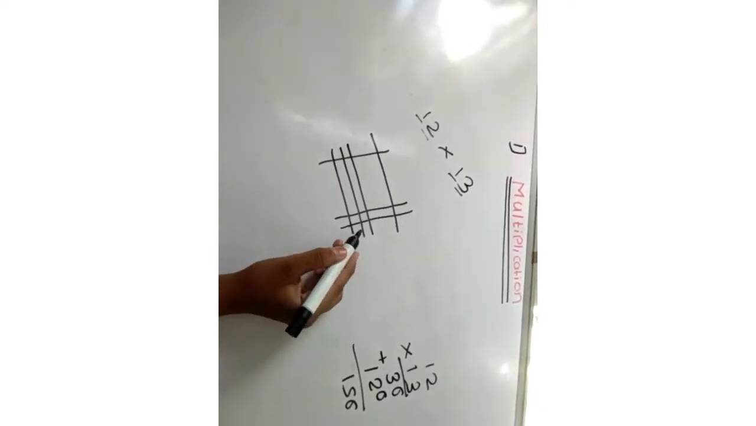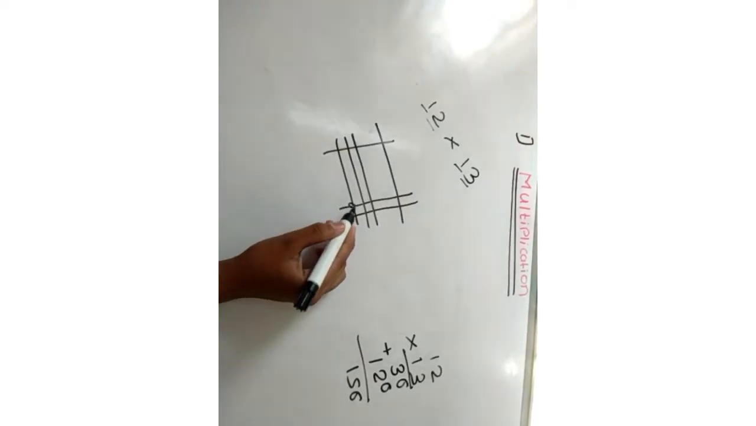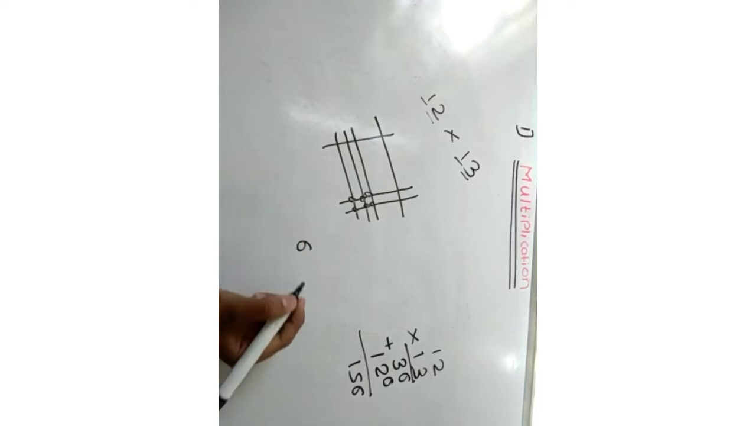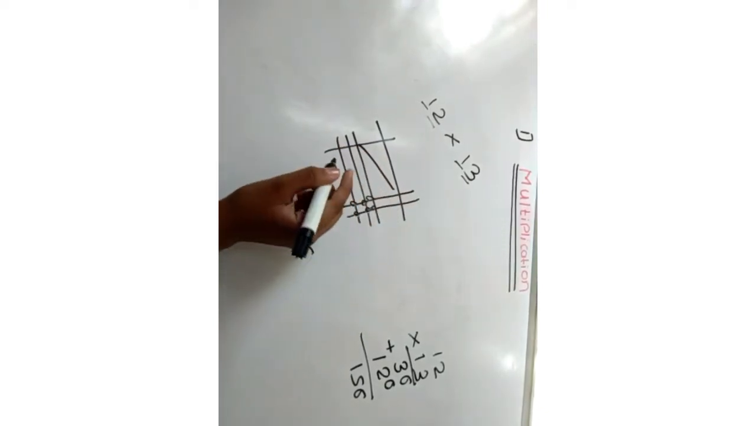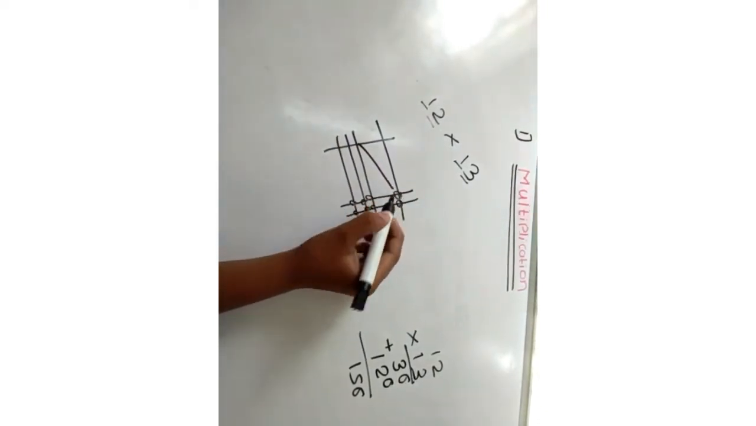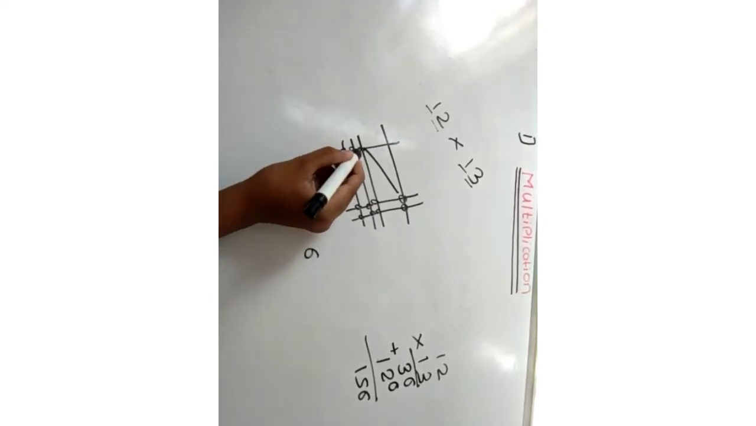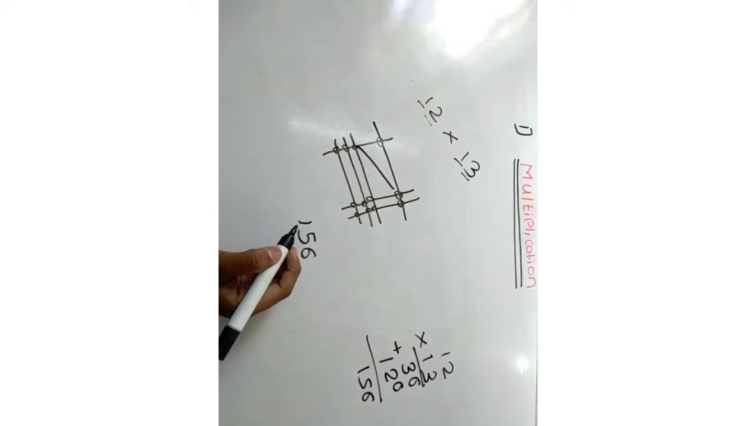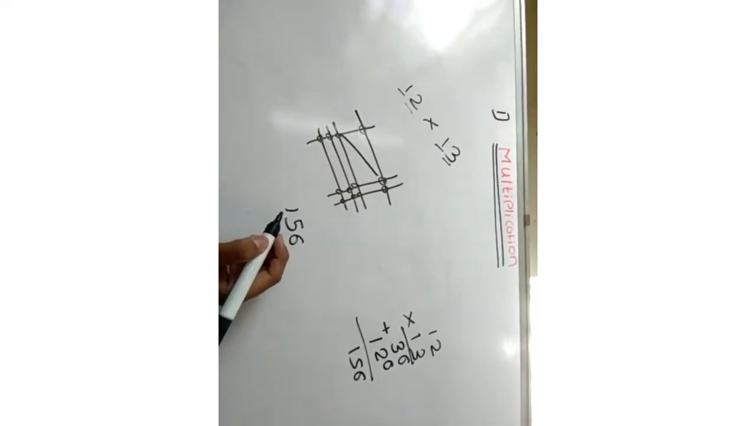Now we just count the points that are intersected: 1 2 3 4 5 6. Now we add these two points together, 1 2 3 4 5, and here 1. So it is a very simple trick and you can check it on a calculator also.